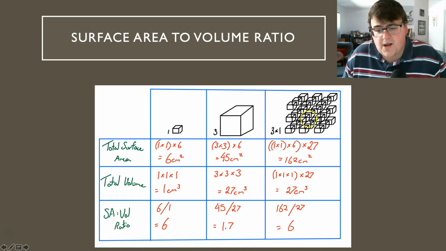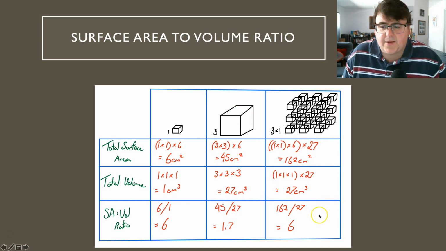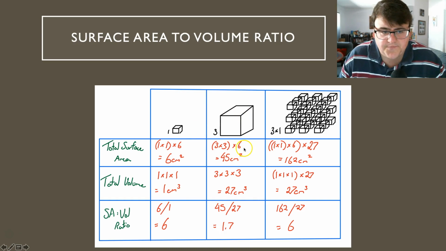But if it's divided up into 27 small cubes, we see that our surface area to volume ratio rises back up to 6. So we've got the same amount of volume, the same amount of metabolic rate occurring as the larger cube, but we've got more surface area, so the exchange rate is able to be increased. So this is better. Having 27 small cubes is much better than having this one large cube. And that's how surface area to volume ratio works.